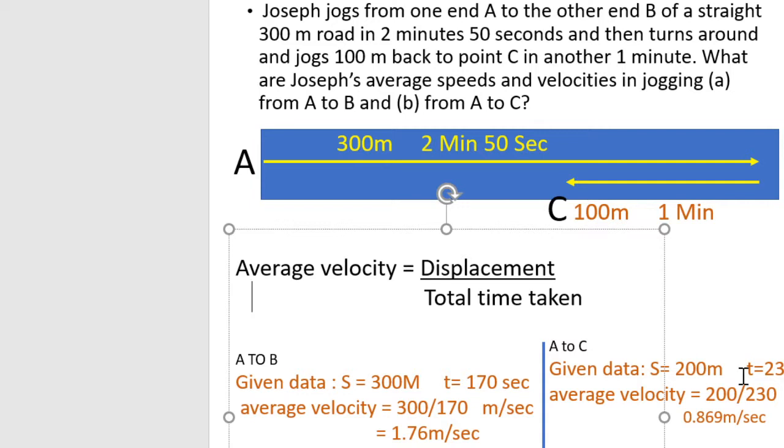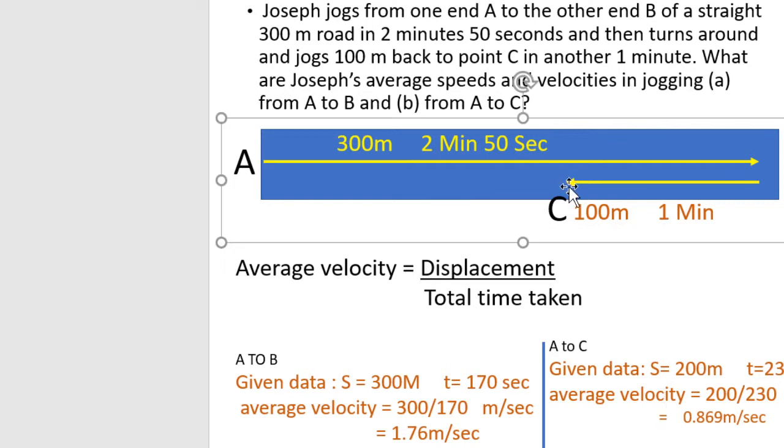But look at the second case here. When Joseph is traveling from A to C, which means he starts from A, goes to B, comes back to C. Now he stops at C. So now what is the displacement? Displacement is the difference between the final and the initial point. So what is the distance between these 2 points A and C? 200. 300 minus 100 is 200. So it will be 200.